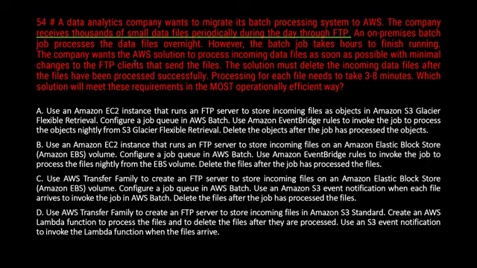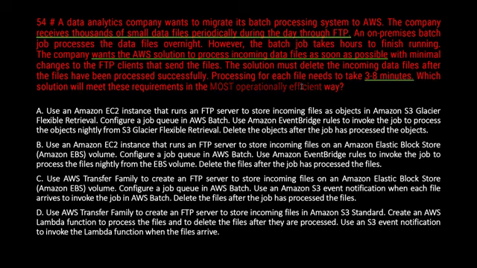The company wants the AWS solution to process incoming data as soon as possible with minimal changes to the FTP clients that send the files. So they don't want to change the FTPing of the files, they want to keep it as is. The solution must delete the incoming data files after the files have been processed successfully. Processing for each file needs to take 3 to 8 minutes. Okay, there are so many files that will take hours, but each file should only take 3 to 8 minutes. Which solution will meet this requirement in the most operationally efficient way?